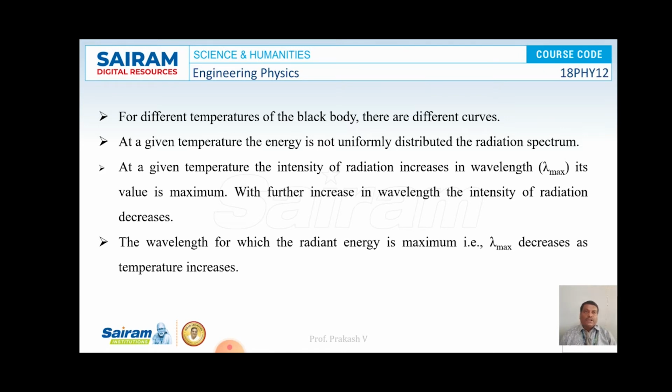By analyzing the graph, for different temperatures of the black body there are different curves, and at a given temperature the energy is not uniformly distributed in the radiation spectrum. At a given temperature, the intensity of radiation increases, and with further increase in wavelength, the intensity of radiation decreases. The wavelength for which the radiant energy is maximum is considered as lambda max, and it decreases as temperature increases. So these were all the observations that we can see in this graph.